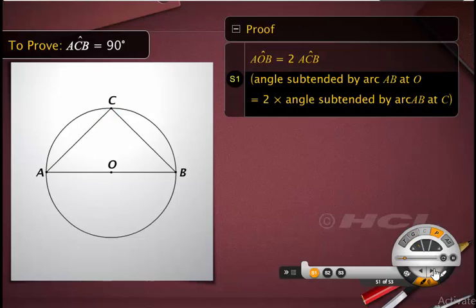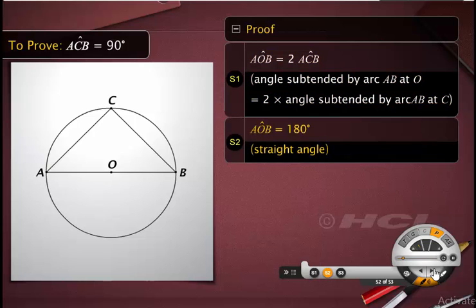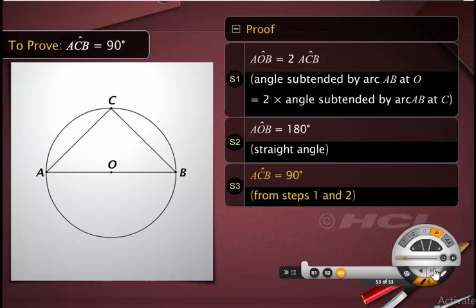We know that an angle subtended by an arc at the center is twice the angle subtended by the arc at any point on the remaining part of the circle. Thus, angle AOB is twice angle ACB. As the diameter AB is a straight line, angle AOB is 180 degrees. So, from steps 1 and 2, we can say that angle ACB is 90 degrees. And hence, it is proved that an angle in a semicircle is a right angle.